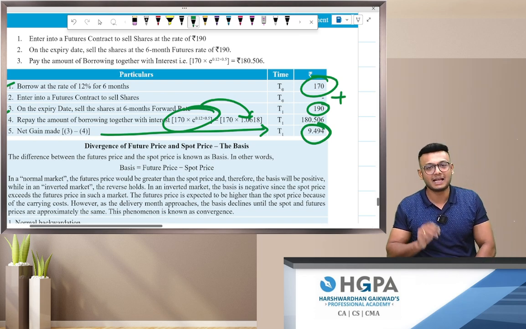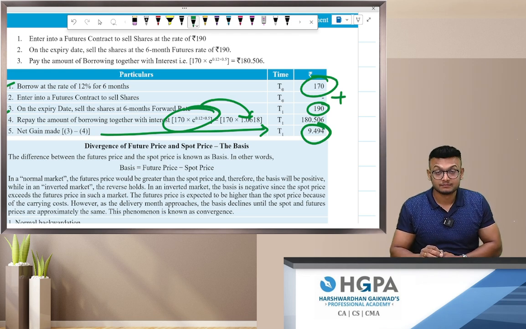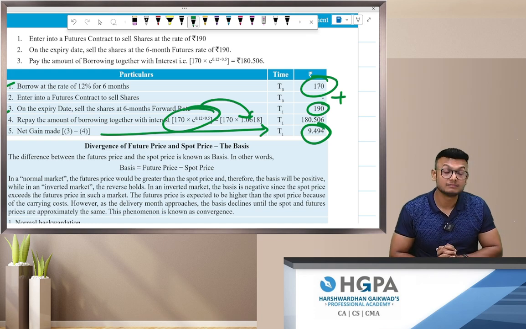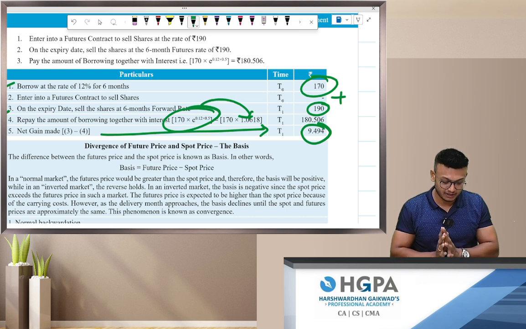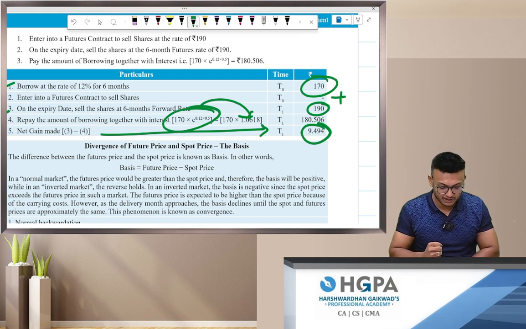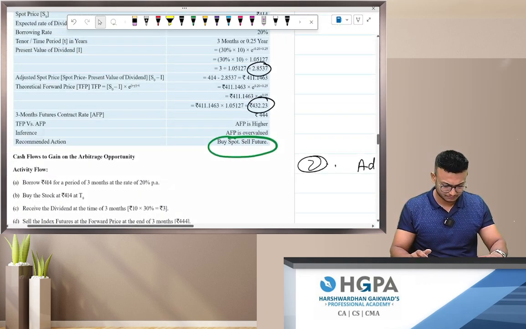As simple as that. So boss, if they ask you theoretical market price, recommended course of action, and arbitrage, only this many questions are there. Okay. So please do it. Please do not skip this, it will come for your examination. 7 marks questions. It will come for your examination. Okay. I hope you have got this and we have done all the questions.